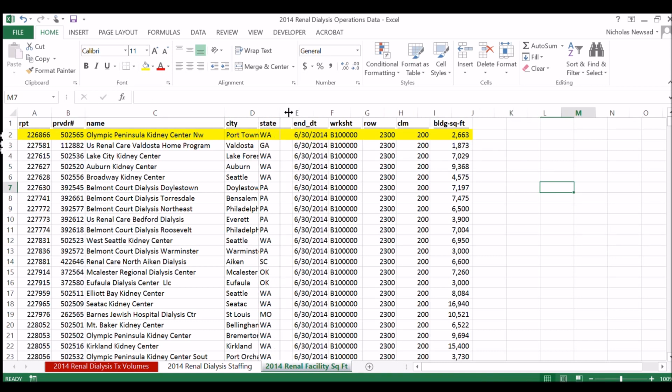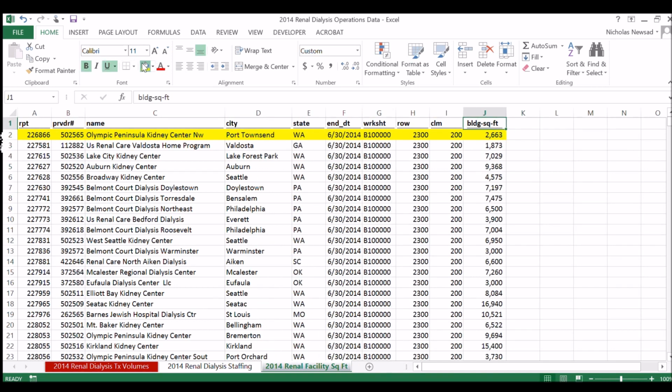So for each facility, we give you their building square footage. This is great if you're planning a new facility, you're doing a feasibility study, or just benchmarking.